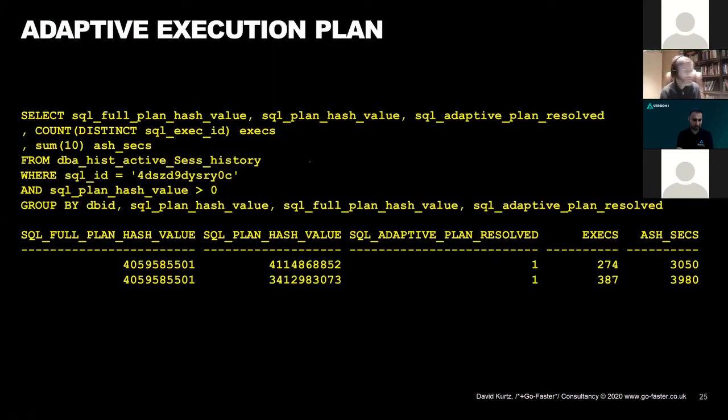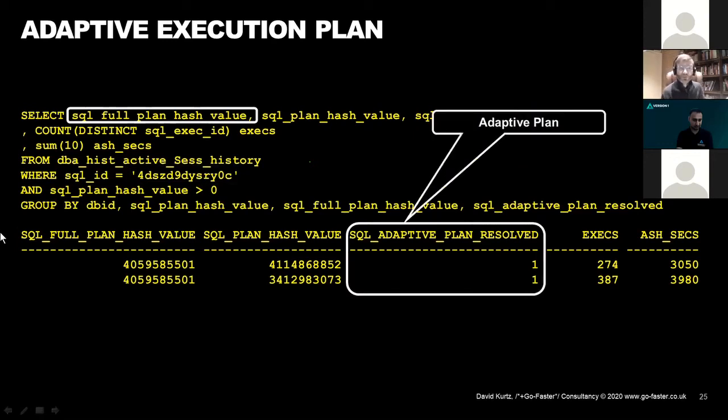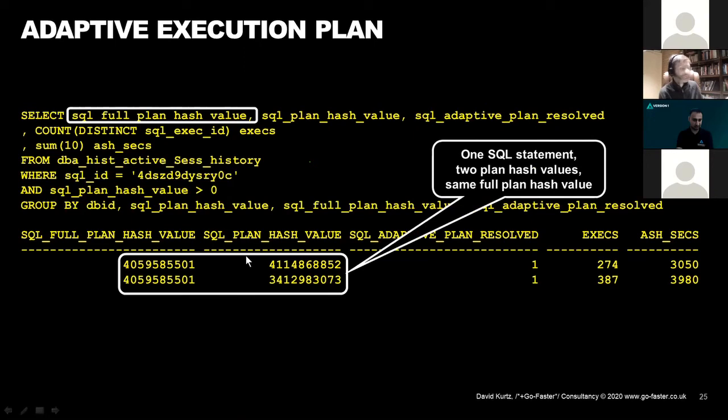So here I have one SQL statement, and I've got two different plan hash values. Notice they have the same full plan hash value. Different adaptive plans within the same plan will have the same adaptive plan hash value. Note you've got this column SQL adaptive plan resolved. That's pretty much always going to be 1 unless you are in the middle of the parse. That doesn't actually mean that you have an adaptive plan. But I've got one SQL statement, two plan hash values with the same full plan hash value.